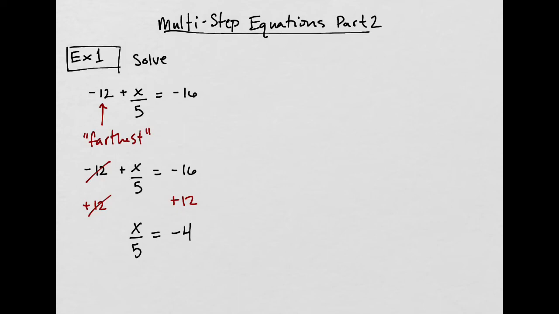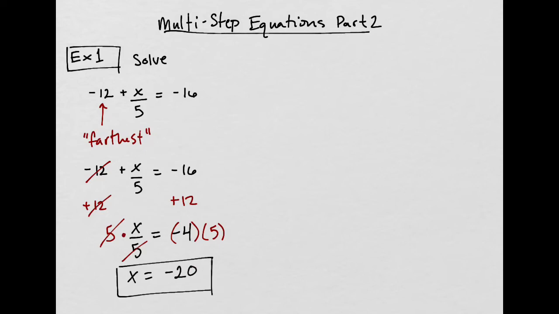And now it's just a one-step equation that we've seen before. I'm trying to get the variable by itself. It's x divided by 5, so I need to undo this operation by multiplying by 5. So times 5 there. So that cancels out, leaving me with just x. So x equals, and then negative 4 times positive 5, negative times a positive is a negative. So I got negative 20. And that's it for solving that type of problem.